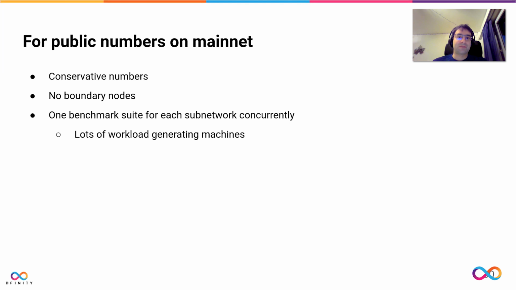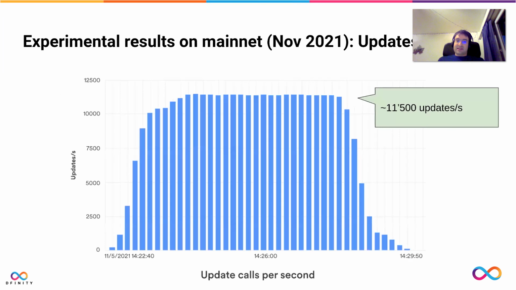The way the benchmark works is relatively simple. We essentially run one benchmark per subnetwork and aggregate all the numbers. What that means is you need a lot of workload generators, because the Internet Computer now, with I don't know exactly, 30 subnetworks or something like that, and I don't know, 500 machines, is a beast. In order to stress it, you also need a lot of machines to generate the load against it. Okay, so let's have a look at it.